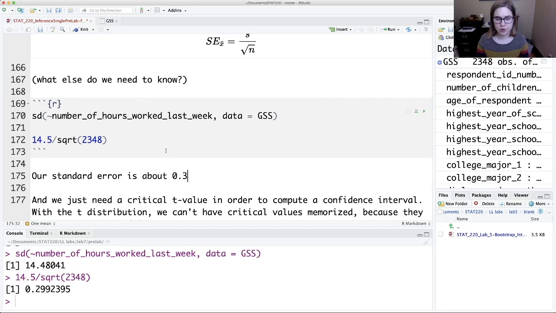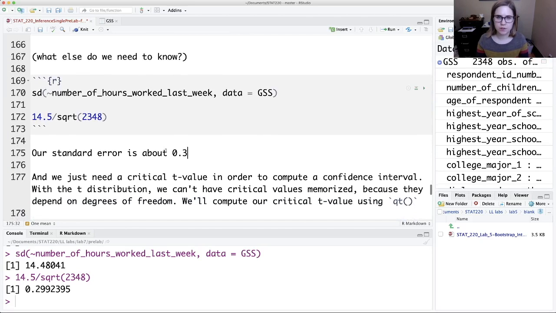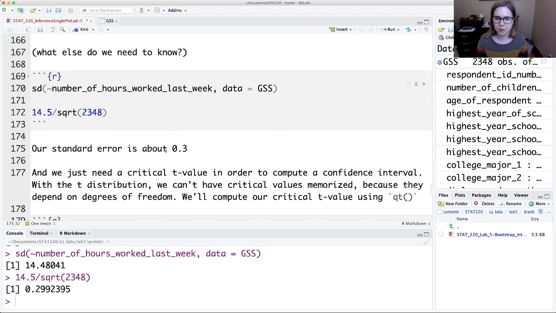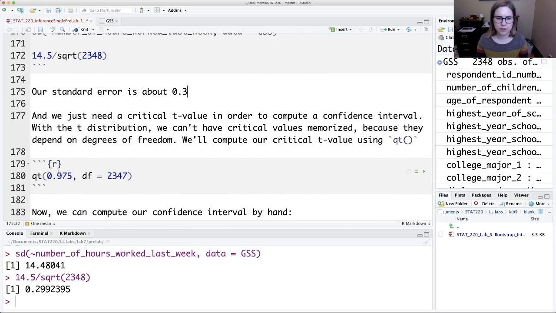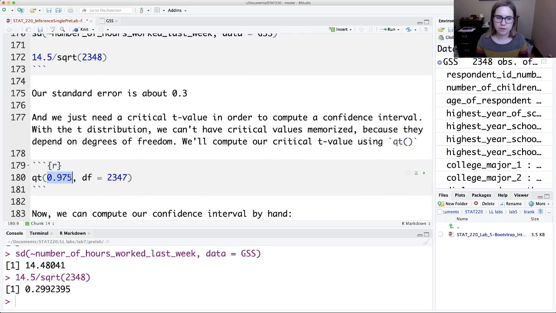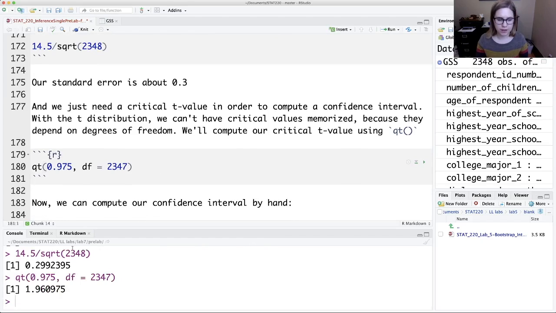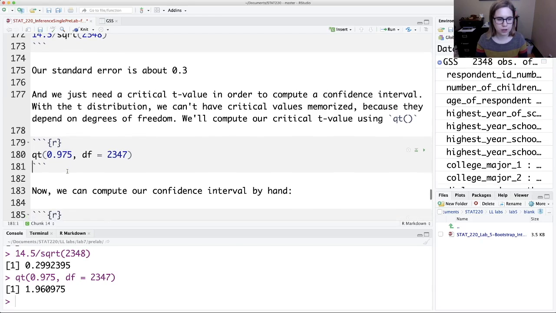And then the last thing we need is a critical t-value to finish out our confidence interval. With the t distribution, you can't have those critical values memorized because they depend on the degrees of freedom. So we'll compute our critical t-value using this function qt. Again, I use 0.975 here, and I put in the degrees of freedom are n minus 1, 2347. So that's my critical value. It's basically 1.96. So the t distribution converges to the normal as the degrees of freedom get larger.